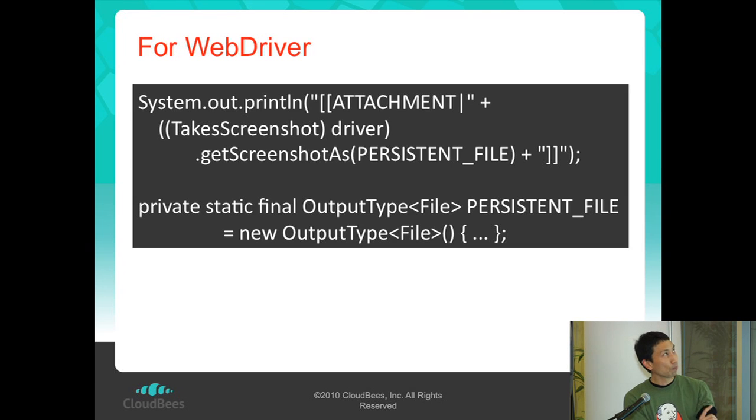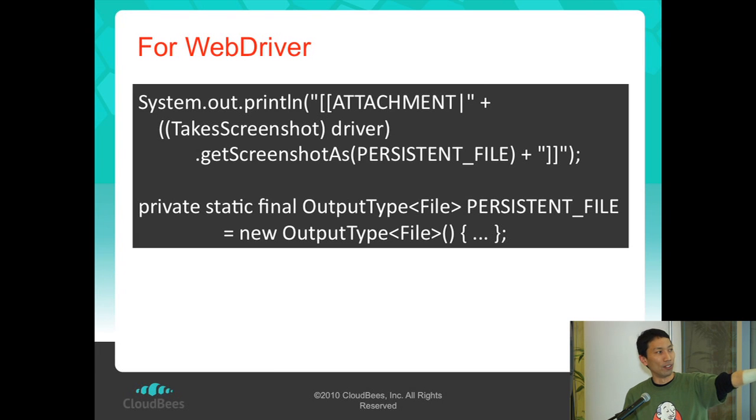For WebDriver, the code would look something like that. There's a nice abstraction called OutputType, and then there's the implementation of OutputType that does the persistence. The default file implementation of OutputType does a non-persistent version of the file, so by the time Jenkins is looking into test reports, the screenshots are gone, which is useless. So we fixed that. I've been meaning to send a pull request for that.